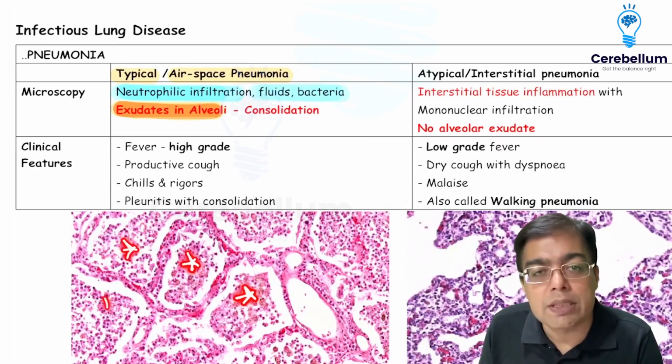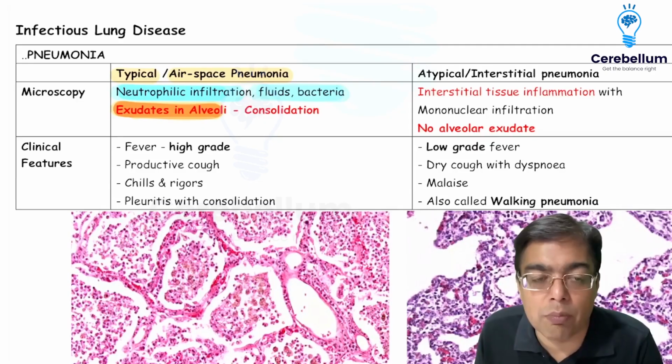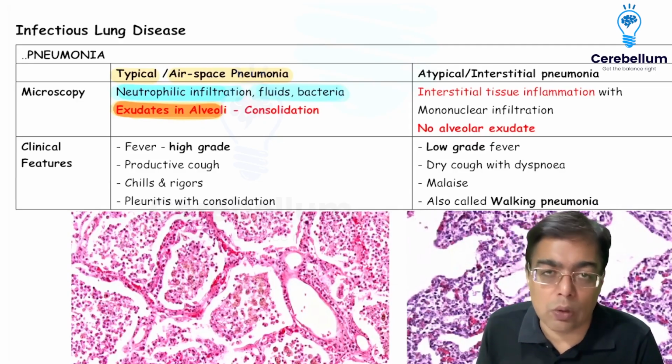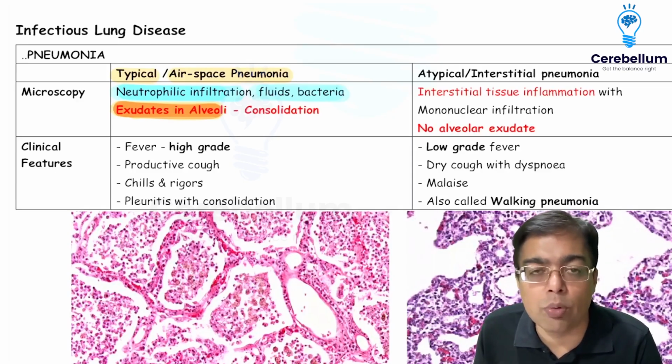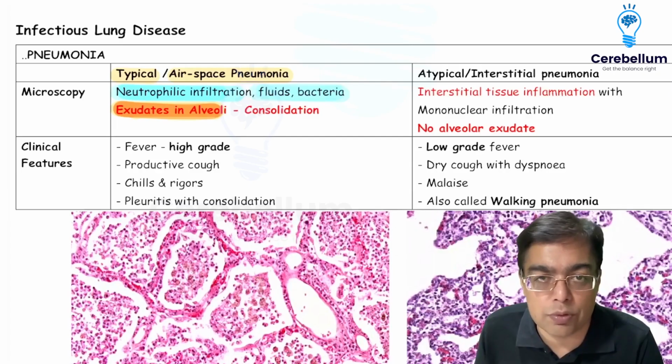Such patients clinically present with high-grade fever. They would have a productive cough with sputum. They can have difficulty in breathing as well, and a lot of these patients are going to have associated pleural inflammation in the form of pleuritis or pleural effusion.